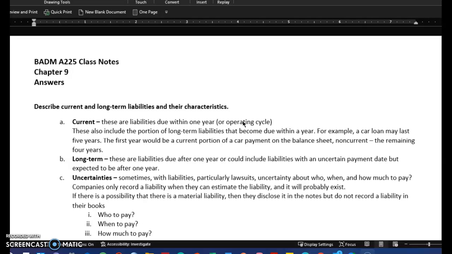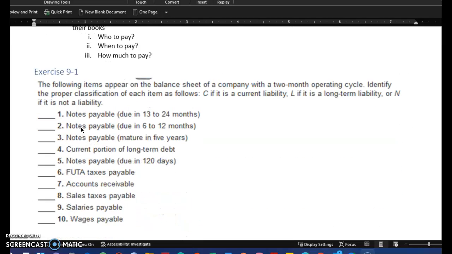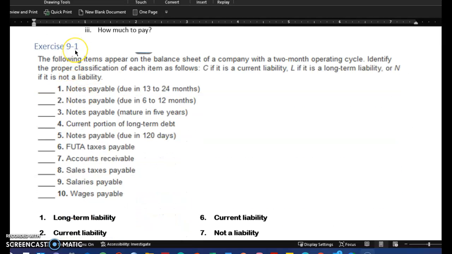So it's okay. But all jokes aside, their operating cycle could be longer than a year. So then the definition of current would be different. But for most companies, it's due within 1 year. The opposite of that would be long-term, and that is longer than a year. I'm going to move over uncertainties for this moment. We're going to go to exercise 9-1.